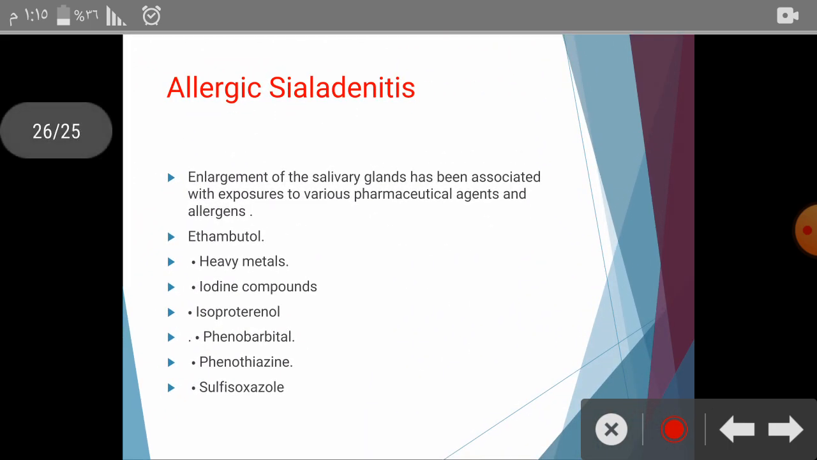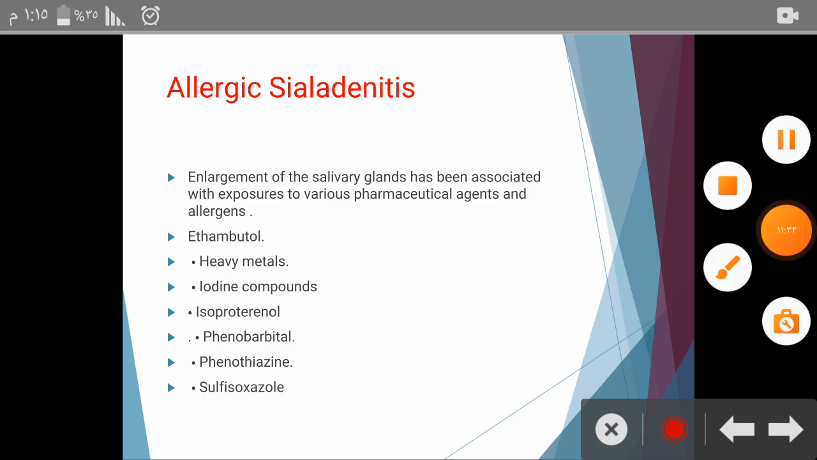Allergic sialadenitis: the enlargement of the salivary gland has been associated with exposure to various pharmacological agents and allergens like heavy metals and iodine compounds.